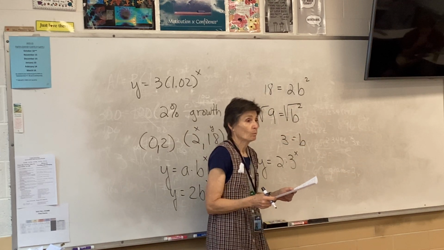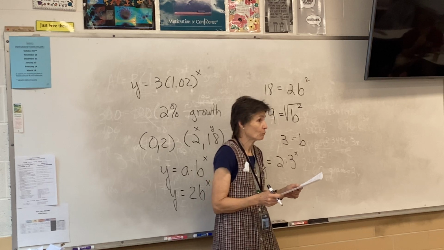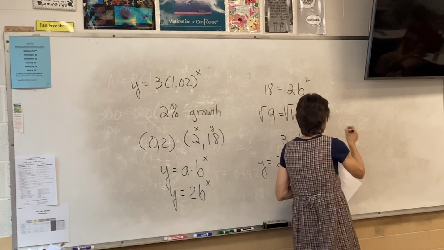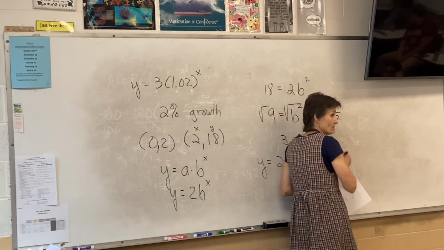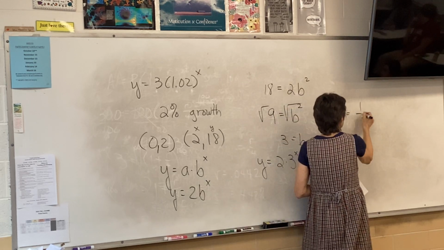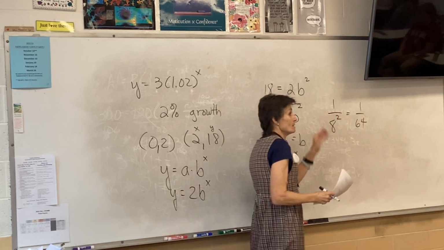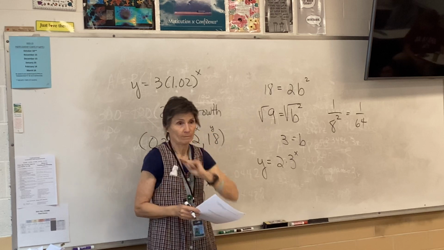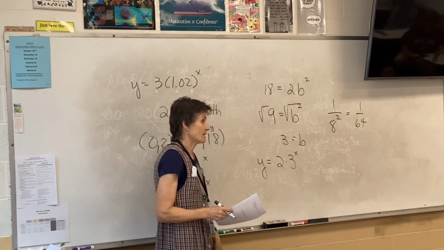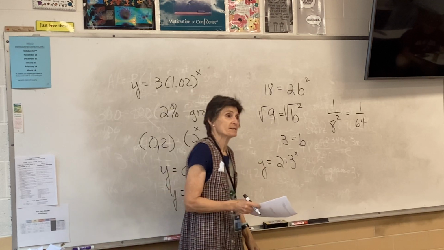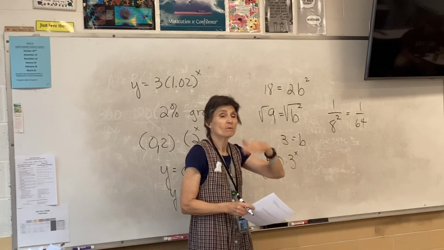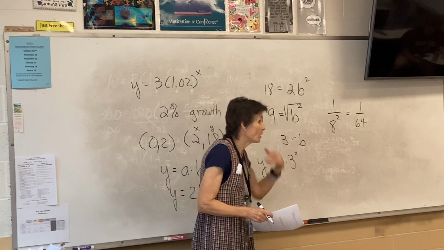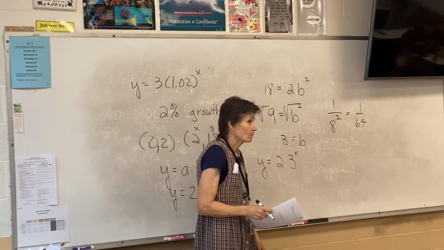Okay, what do you think about number 3A, Alex? 1/64. Well, exactly, it's gonna be 1/8 squared, and 8 squared is 64. How did Alex know it was 1/? Because it's a negative exponent. You guys, I don't know how else to say it. A negative exponent means 1/. So when you see a negative exponent, it's gonna be 1/. Right?